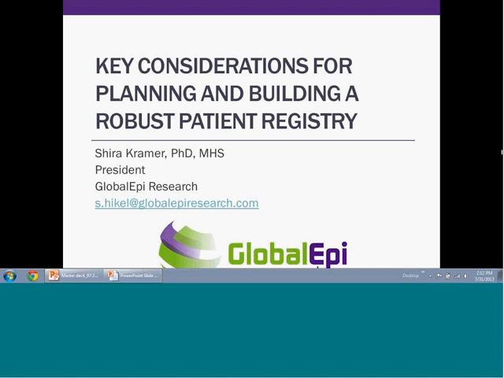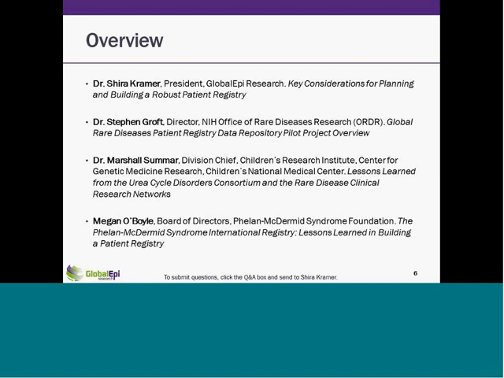So with that, I'll go ahead and start today's webinar. As I mentioned previously, my name is Shira Kramer. I'm an epidemiologist and president of Global Epi Research, which is an epidemiological research and consulting firm located in Maryland. I'll be providing you with an overview of some essential steps and considerations for planning and building a robust patient registry. And by robust, I mean a registry which can answer the research questions and meet the goals and objectives of those stakeholders in setting and funding the registry.